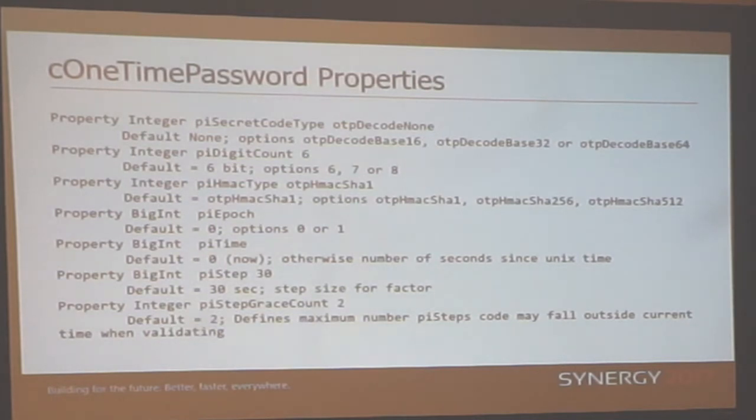And this is a specific one for the class that we did. We said, okay, we have a grace count of 2, which means you can be 2 periods ahead or 2 periods behind, and those codes are still considered to be valid.